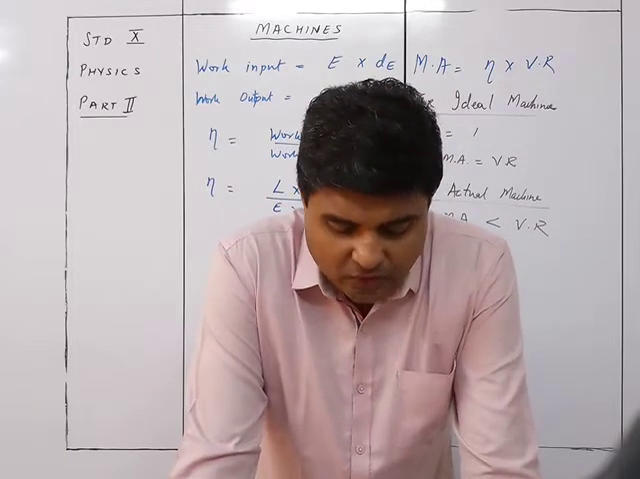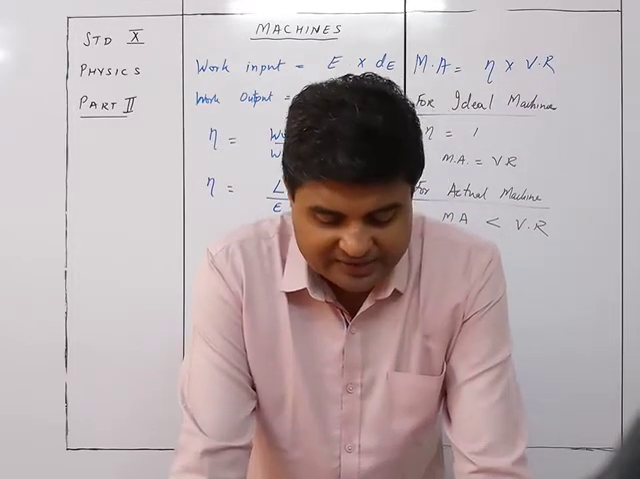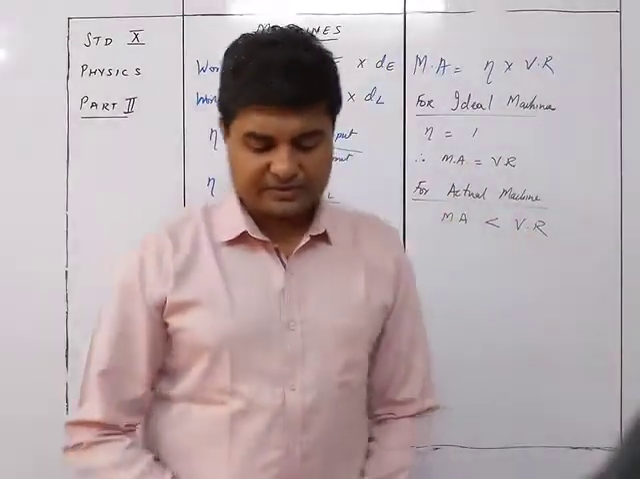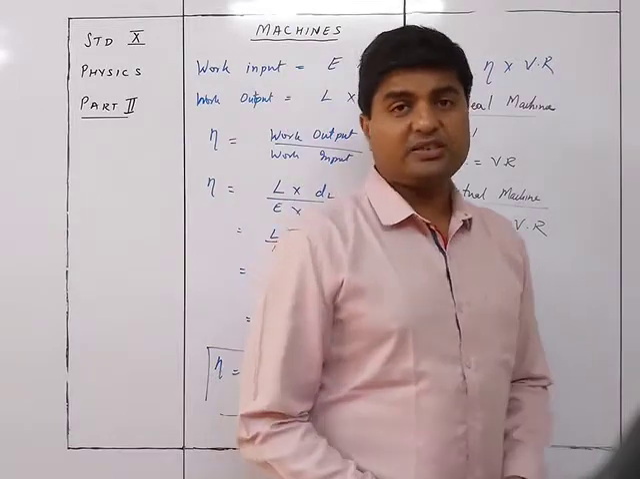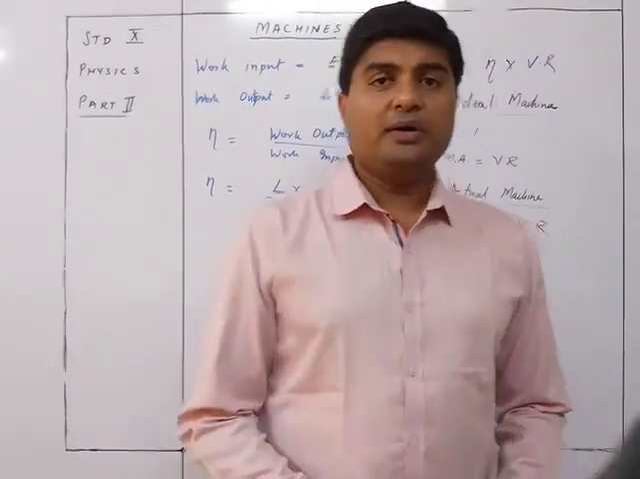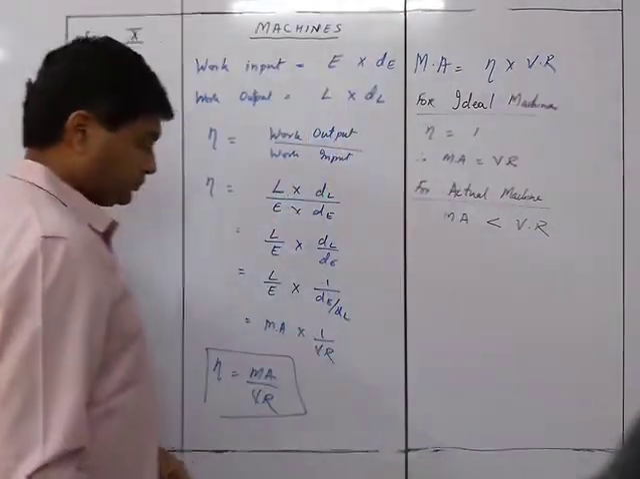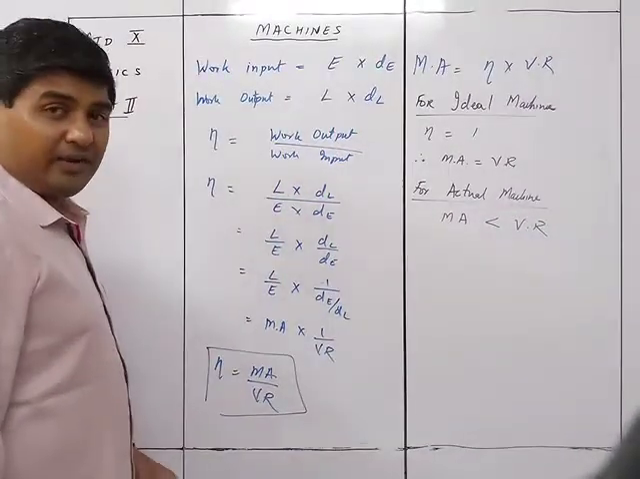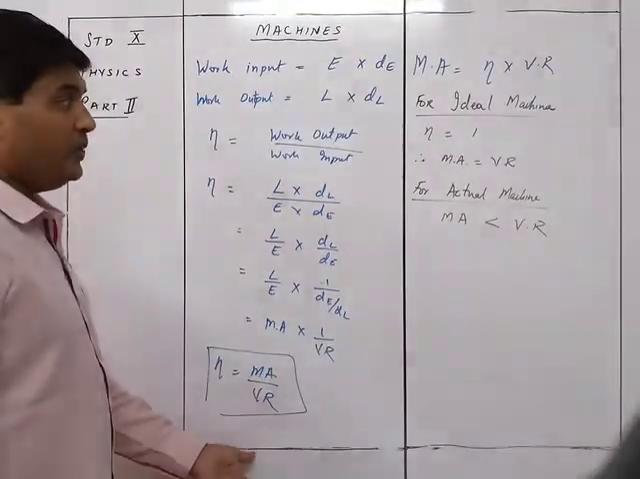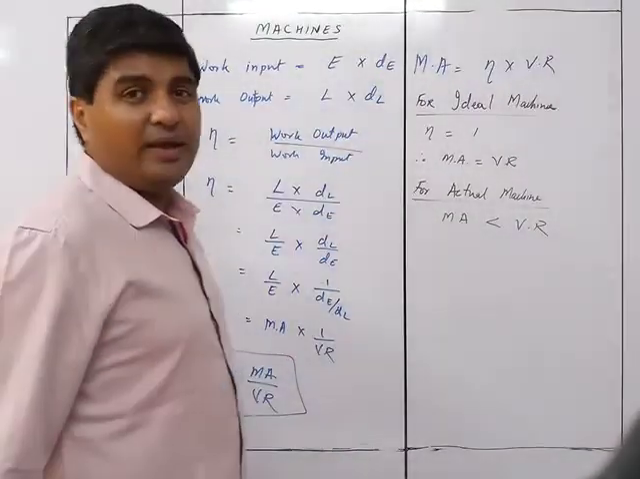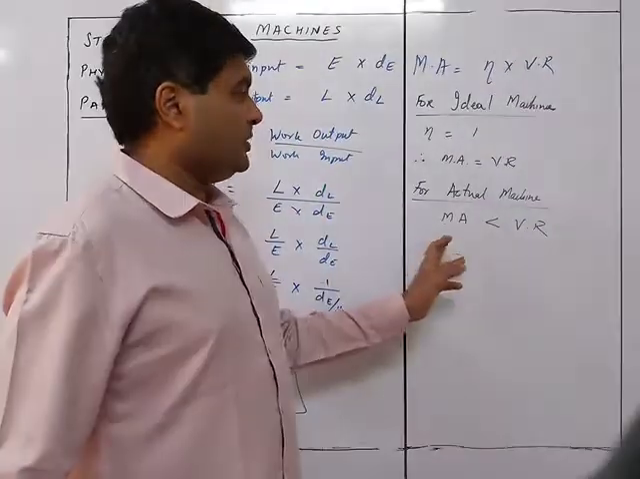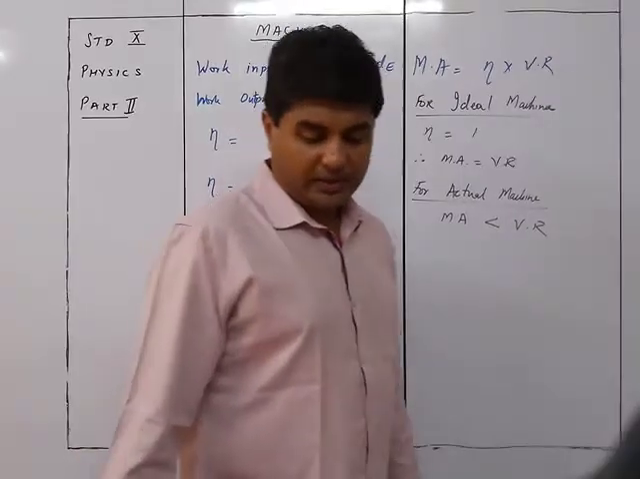The output work is always less than the input work, so the efficiency is less than 1, due to some loss of input energy against the force of friction, etc. So this is the important derivation, the important form of the relationship of efficiency, MA and VR. So we see MA is equals to efficiency into VR. For an ideal machine, MA is equals to VR, and for an actual machine, MA is less than VR.